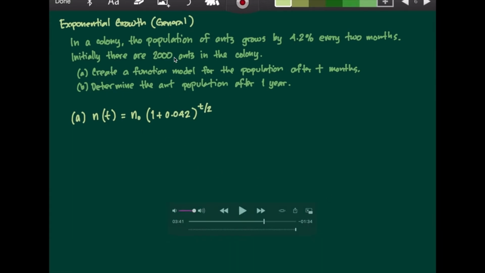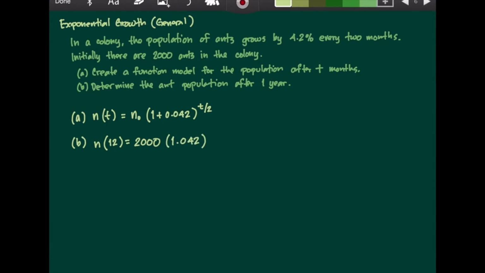Palitan lang natin yung N sub 0 ng 2,000. Now, let's determine the population after 1 year. And since yung model natin, we're using t in months, kailangan natin i-convert yung 1 year to 12 months. So we have N of 12, this is equal to the initial population 2,000 times 1.042 raised to t over 2, where t is 12. So raised to 12 over 2. So this is approximately 2559.98. May decimal places pa after that. But again, we're counting a population of ants and you don't want to give a fractional value for the number of individuals.